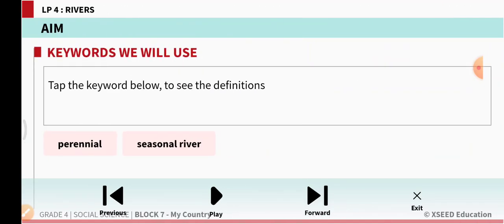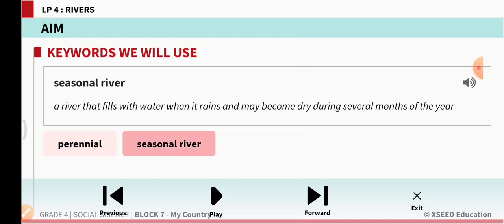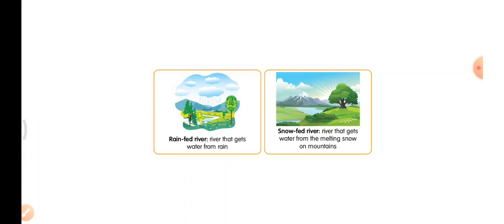The keywords that we are going to learn are perennial. Perennial means a river that has water throughout the year. Seasonal river, a river that fills with water when it rains and may become dry during several months of the year. Now let us look at the pictures here.